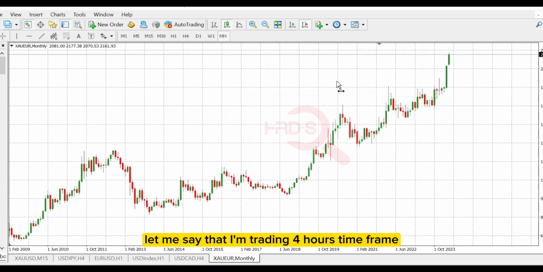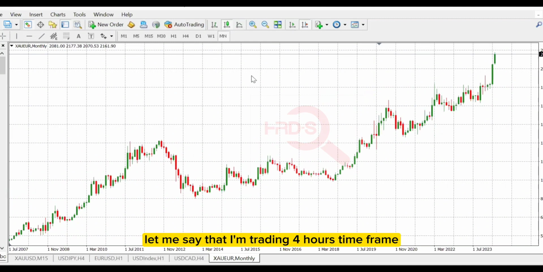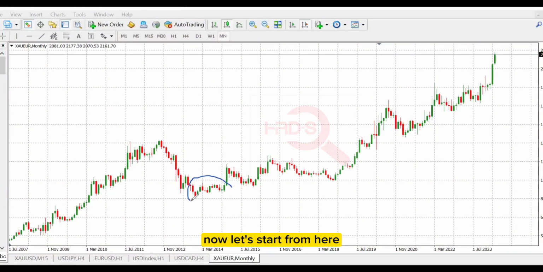So let me say that I'm trading the 4 hours time frame, or let me start from the higher time frames, because you actually have to go to monthly, all right? So how do I identify areas of order block or where the big institutions have played a role? Now let's start from here. If you look at this place, you will see this big candle. We had little move by retailers here. So I know that there is an order block here.